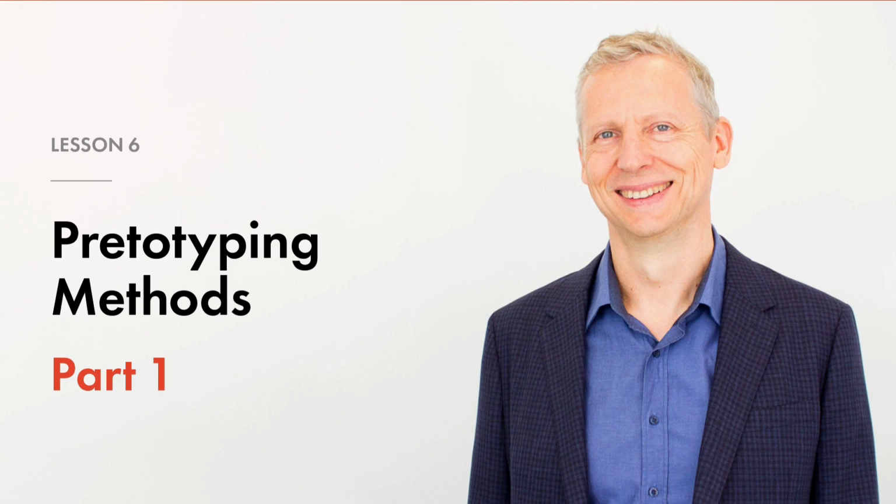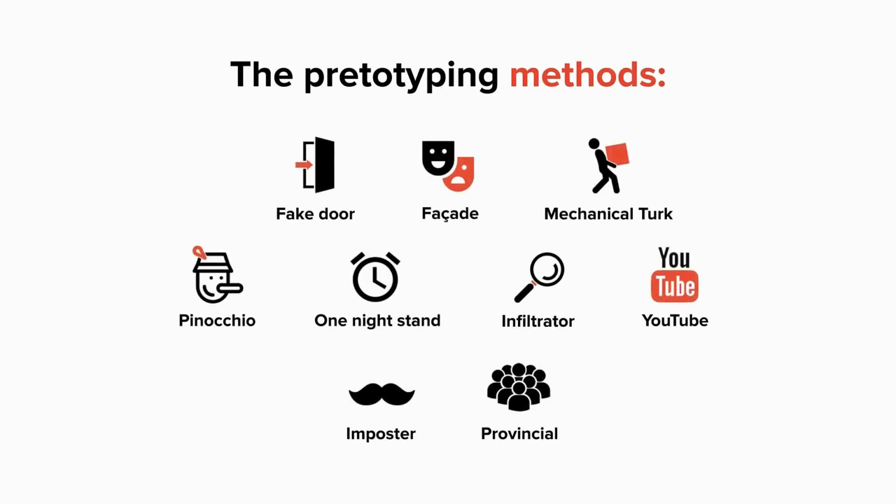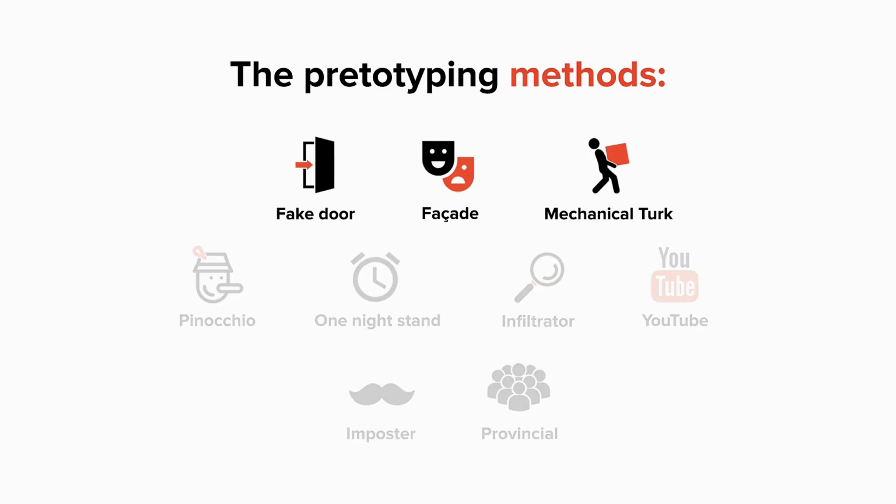Prototyping methods, part 1. Now that we know the what and the why of prototyping, let's talk about how we actually do it. I'm going to take you through the main prototyping methods, and while it's by no means a complete list of all possible ways of prototyping you could imagine, it'll cover off what you need to know in order to start getting data over opinion. We're going to start with the first three methods: the fake door, the facade, and the Mechanical Turk.